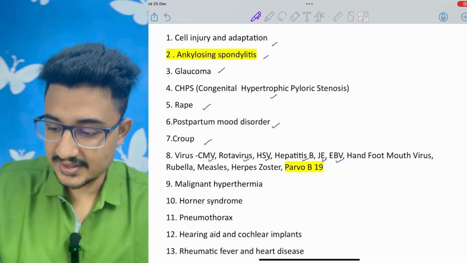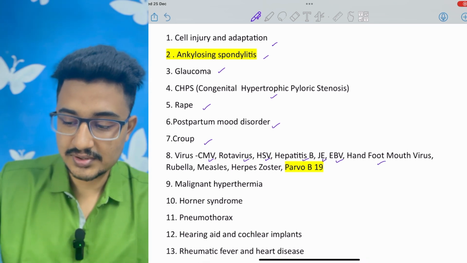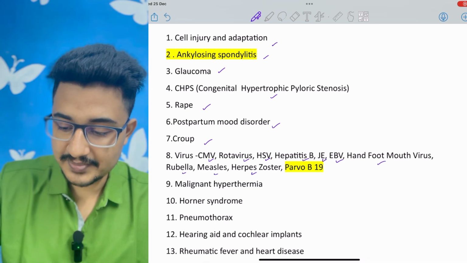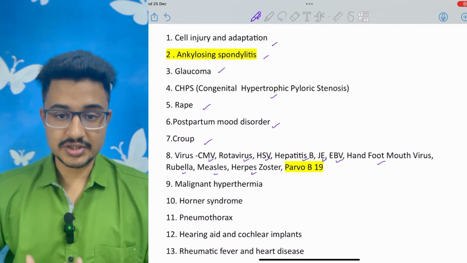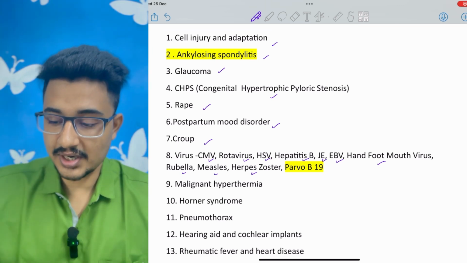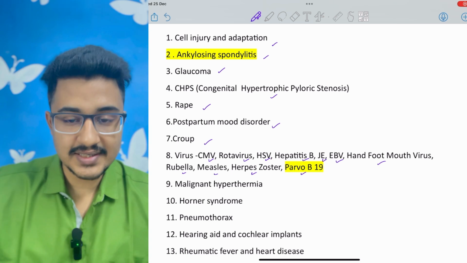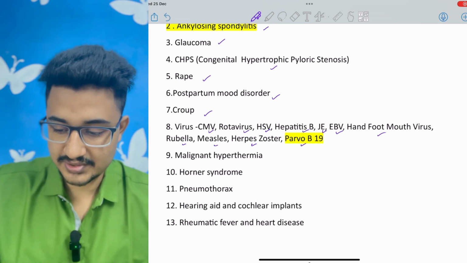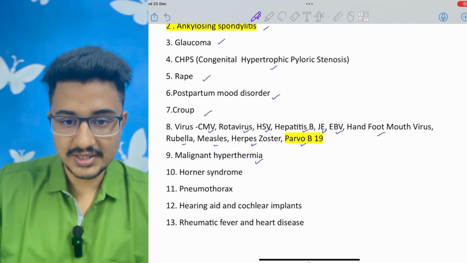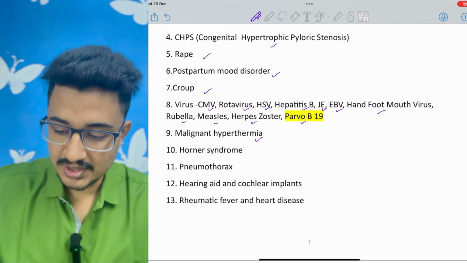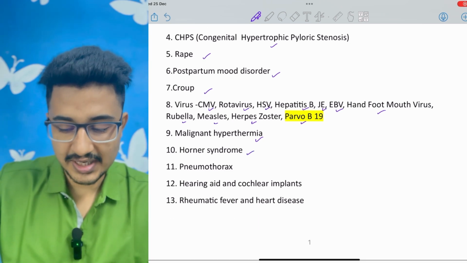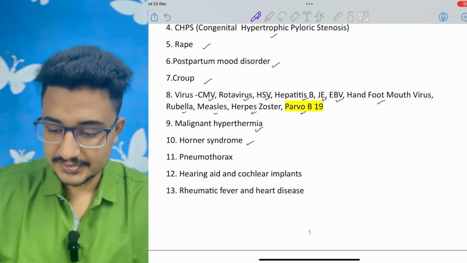asked, EBV, hand foot mouth, then rubella, measles, herpes zoster, the clinical image of the dermatomal distribution, it comes in the dermatology part, and parvo B19 has been asked multiple number of times. Malignant hyperthermia, you have to diagnose by the capnography and the clinical scenario. Horner's syndrome, management also you should know.